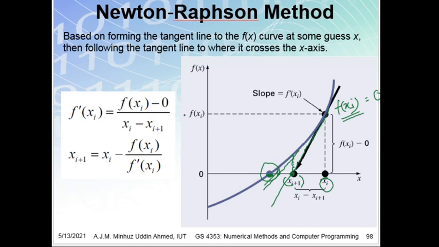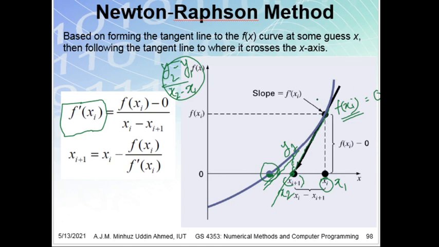And how do we calculate the slope? This is f prime of xi. This is the formula of slope. We know the slope is nothing but y2 minus y1 over x2 minus x1. This is the formula we have used here, with x1 and x2, y2 and y1. So using these values, sorry, I have made a mistake.